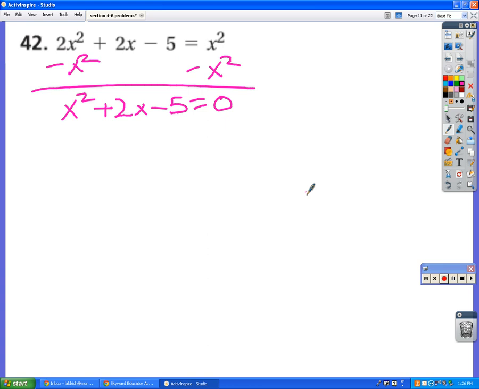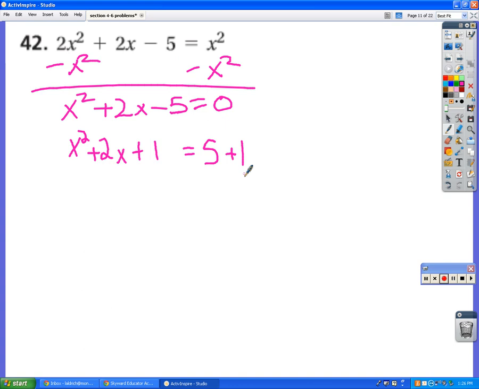So now we have to do this completing the square thing. So I'm going to rewrite this as x squared plus 2x equals 5. Okay? What do I add to both sides? 1. Because half of 2 is 1, and 1 squared is 1. So we're adding 1 again. Yep. Always add, always. Because it makes positive.